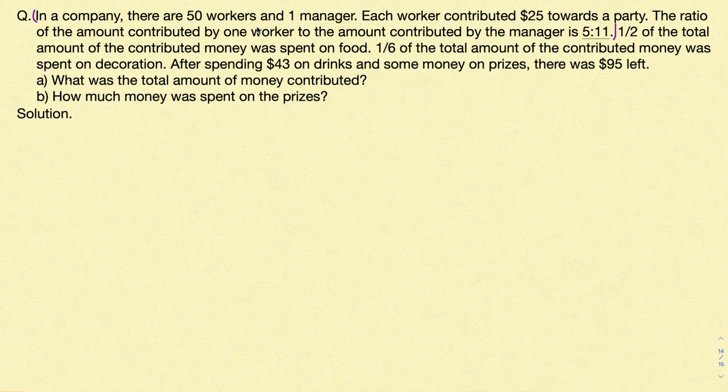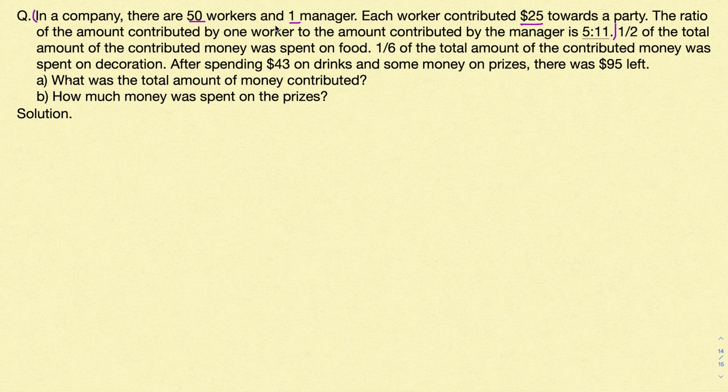So in a company there are 50 workers and one manager. That means the company is quite of medium size, not very small, not very big, and there is only one manager, and it's great that one person is managing 50 workers. Now, each worker contributed $25 towards a party. So the first thing we got from this is that they are going to have a party, in which each worker is contributing $25.